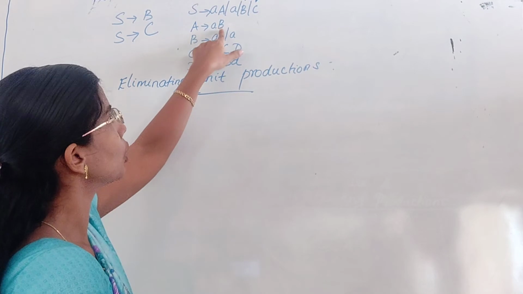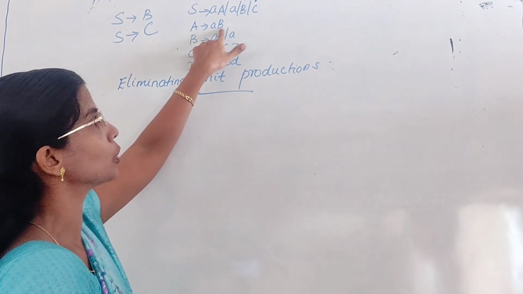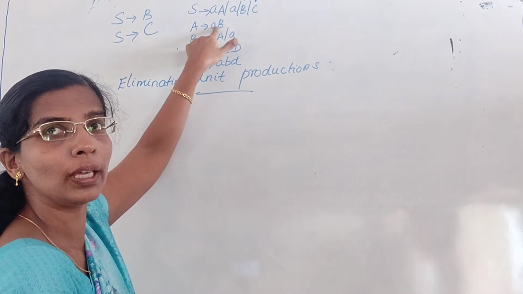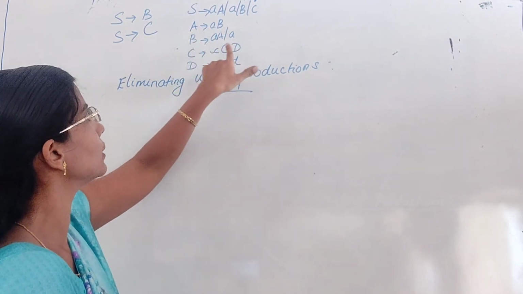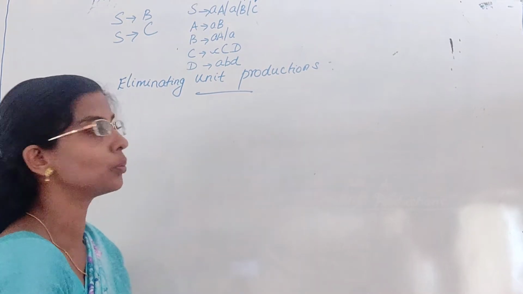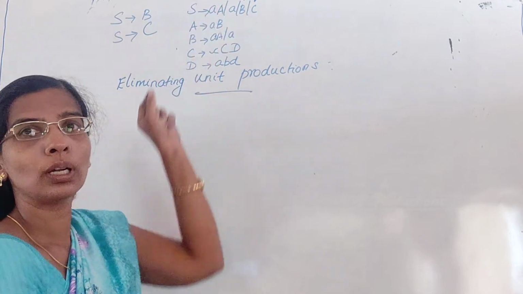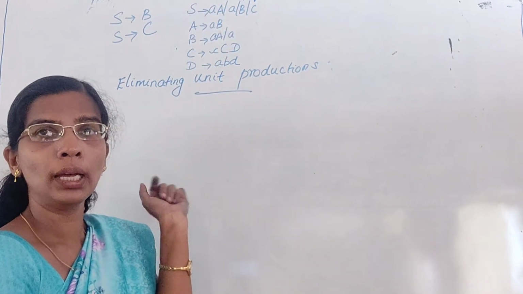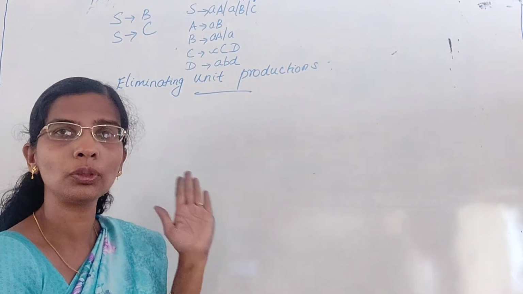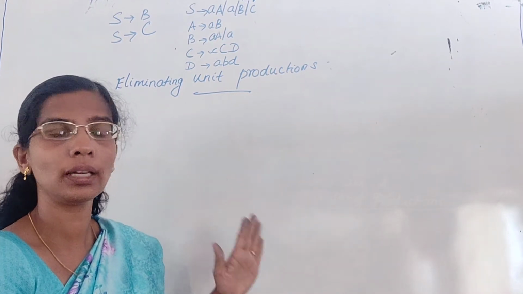Right? This is not a unit production because I have terminals also. It is a combination of variables and terminals. Similarly, this is also not a unit production. Be very careful. Only these two are unit productions. I have fixed those productions. Only those productions you have to replace. Remaining productions you have to write as they are.